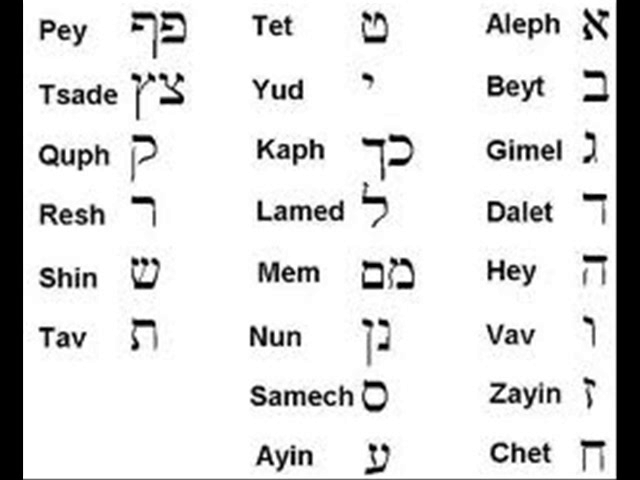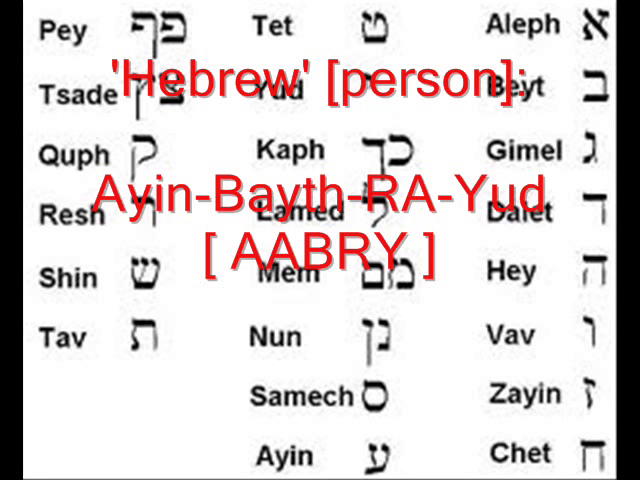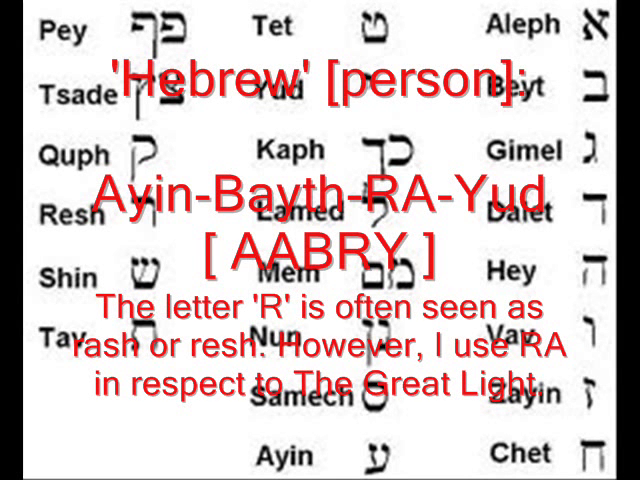Now, I say that because, first off, the word for Hebrew, referring to a Hebrew person, writing this in the Hebrew language, the word would be spelled Ain, Bait, or Bet, Ra, or Rash, Yod, which would break down into the sounds of sort of a long A, Ain, B, R, Y, or I. Now, this is sometimes translated as Iberi, Ivri, Iberia, and whatnot.